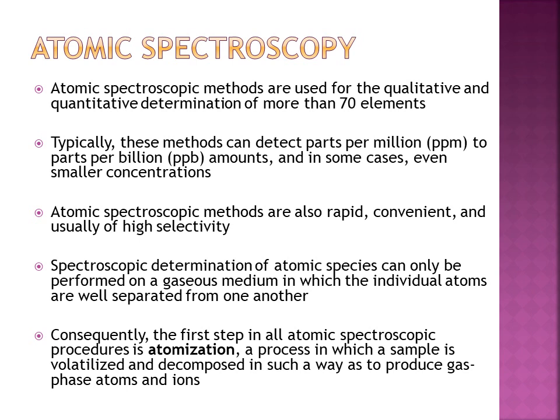Spectroscopic determination of atomic species can only be performed on a gaseous medium in which the individual atoms are well separated from one another. Means if our sample is present in gaseous form, that's good, but normally our sample is present in liquid form, in solution form, or it may be in solid form. So the first step will be the atomization process. And what will be done in this process? The sample will be volatilized and decomposed in such a way as to produce gas phase atoms and ions.